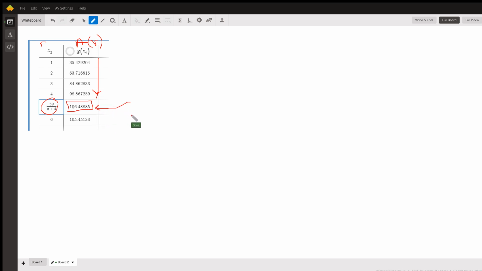Now you could get that as an exact answer by substituting 39 over pi plus 4 into the area function, simplifying it, leaving pi in the answer.